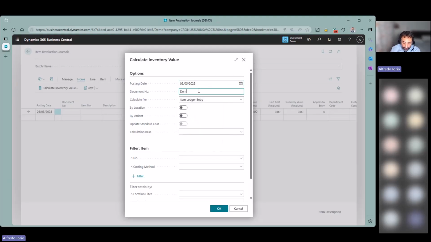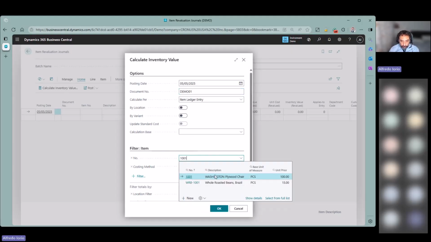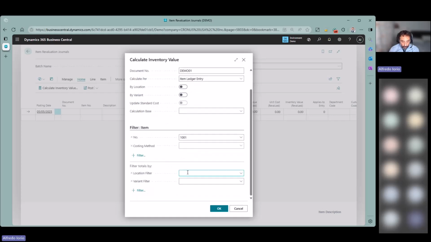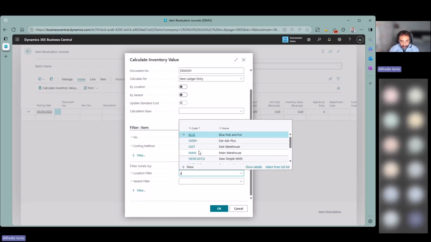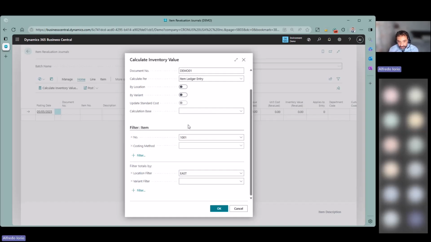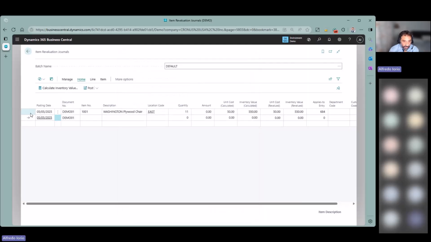So I'm going to have a demo 01. And I want to find my Washington plywood chair. And I want to get only the location East because I know I've got good data here. You don't have to run it for one location. You can run for all locations. It's just because I got good data that we can use to show it to you. Right, there we go. So what happens here?